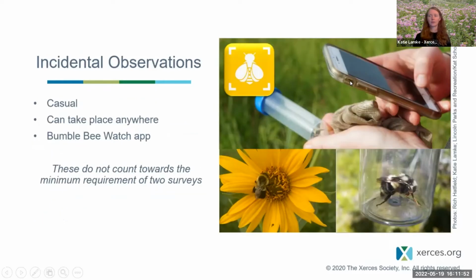And then the last type of observation is an incidental observation. So these don't count as an official survey for your grid, but this is for like if you see a bumblebee in your backyard, or while you're walking the dog, or at any point when you're not conducting a bumblebee survey. If you want to take a picture of that and upload it to Bumblebee Watch, you're more than welcome to. These observations still count towards distribution of species and lets us know what kinds of plants bumblebees are using. So they're definitely still valuable. They just don't count as a survey because there's not a measure of effort involved or a habitat assessment.